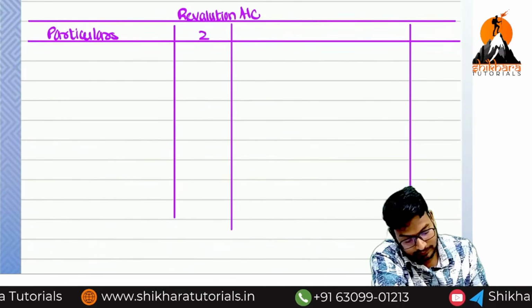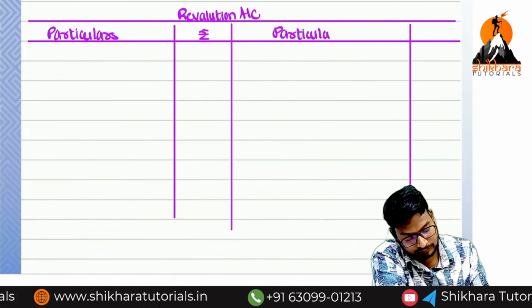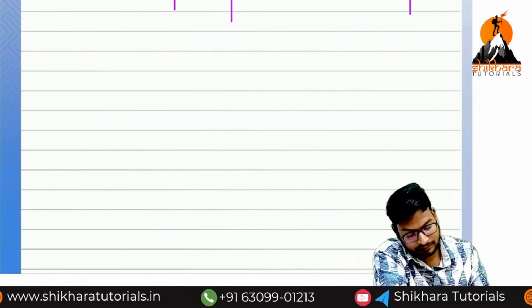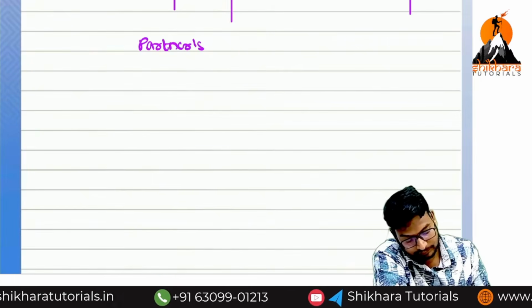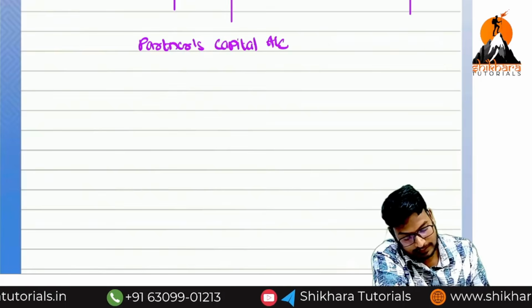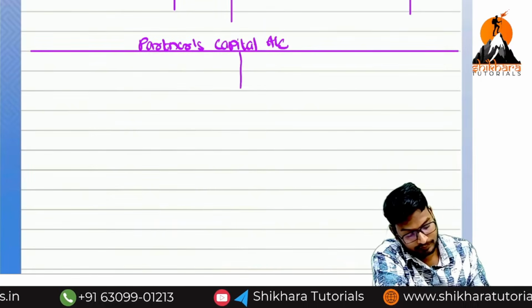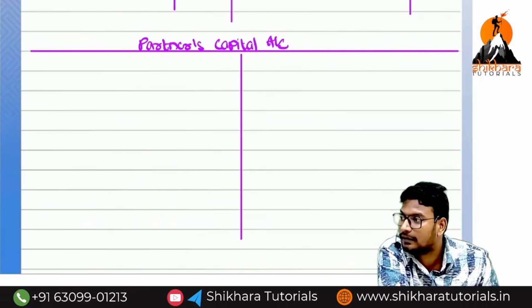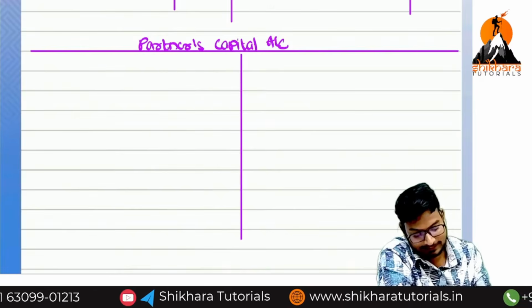Particulars. Next, which account? Partners' capital account. How many partners are there? Three. There is no admission, only death.